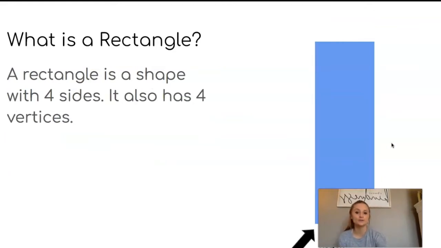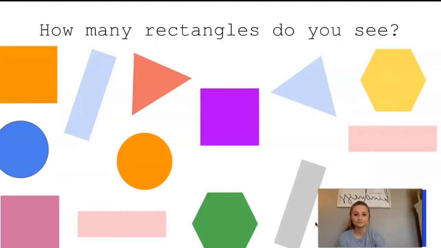All right, also a rectangle has four vertices, okay? So remember, the vertices are those corners where our sides meet. So here is 1, 2, 3, and 4. So we have four vertices. We have four sides and four vertices. And remember another word, when you have just one, this is an example of a vertex.